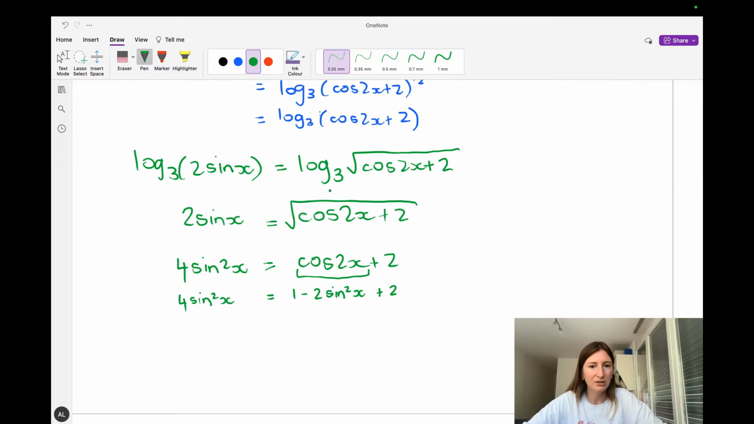Now we have just sine squared x's. Now what can I do? I can put 1 and 2 together. That's actually a saying, 1 and 2 is 3. And I'm going to move this minus sine squared x over to this side. So I'll have 4 sine squared x minus 2 sine squared x, which is going to leave me with 2 sine squared x.